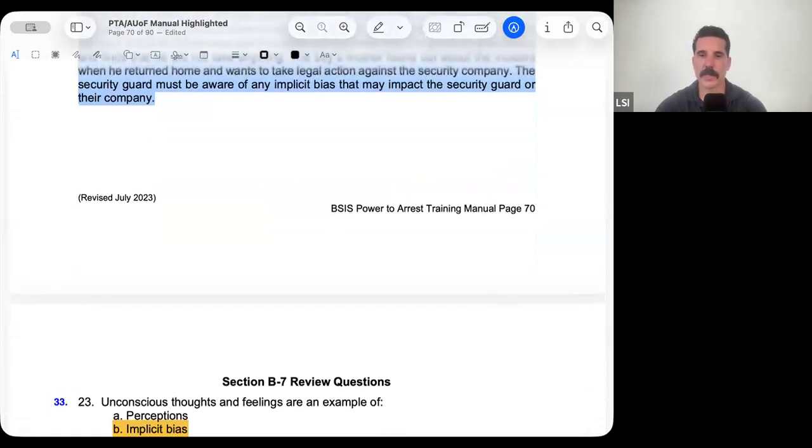Okay, I'm going to stop sharing for a second. I'm going to move ahead here. And then we're going to reconvene on page 72. I'm going to share with you again.